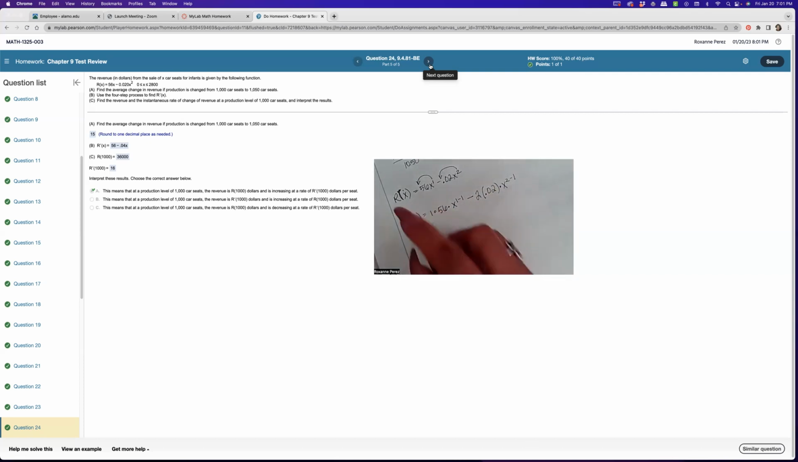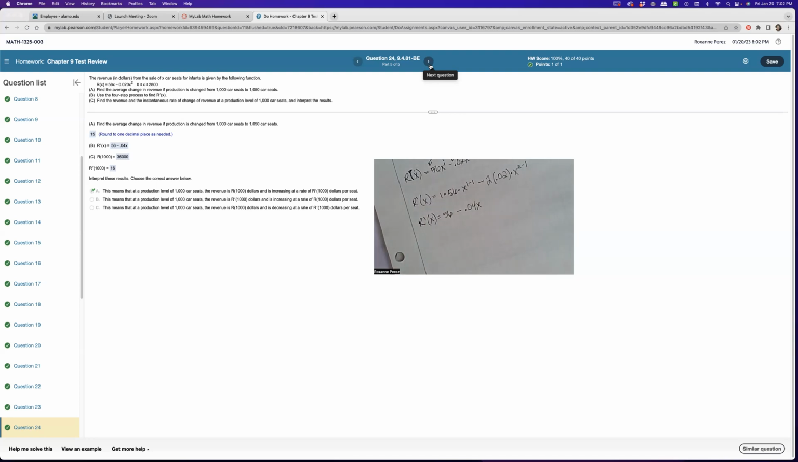So 56 times 1 is 56. This x to the 1 minus 1, that's x raised to the 0. We know that's a 1. So this term is just 56 minus 2 times 0.02, which is 0.04, times x. So this is our R prime.